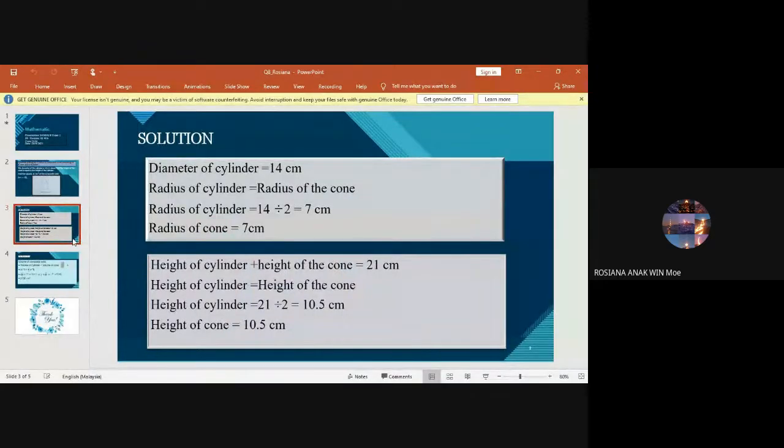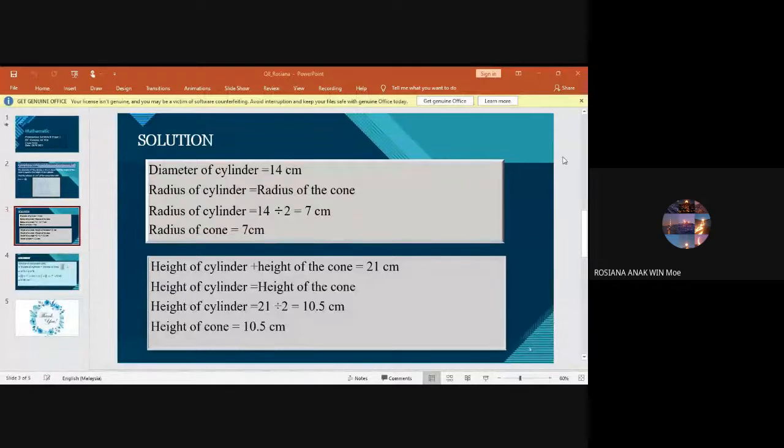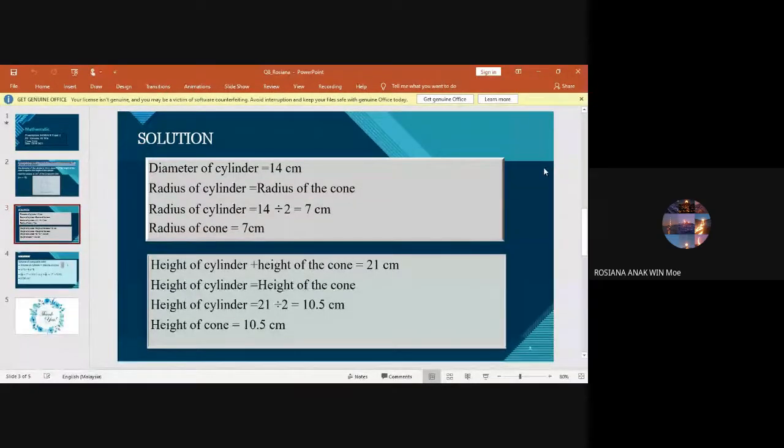The solution: diameter of cylinder equal to 14 centimeter. Radius of cylinder equal to radius of the cone. To find the radius of cylinder, 14 divided by 2 equal to 7 centimeter. And the radius of the cone is equal to the radius of cylinder. Height of cylinder and height of the cone equal to 21 centimeter. Height of cylinder equal to the height of the cone. To find the height of cylinder, 21 divided by 2 equal to 10.5 centimeter.